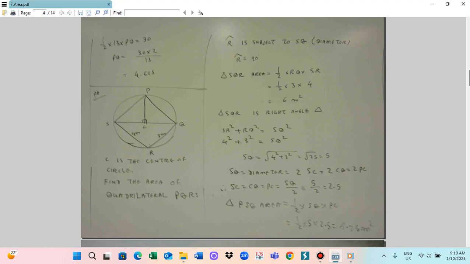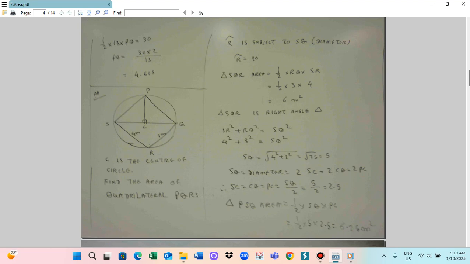After you got the R at 90 degrees, you can find the triangle SQR area. Half multiply base multiply height. You can get the SQR area. The triangle SQR area will be half multiply, so base is the RQ, multiply height is the SR. So this is half multiply RQ is 3, SR is 4. So this is 6 centimeter square. You got the SQR area.